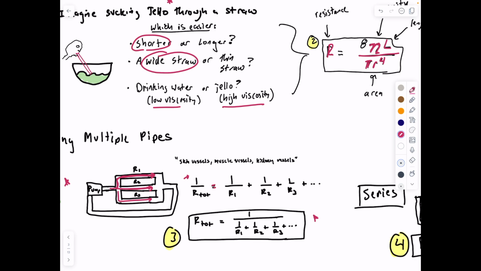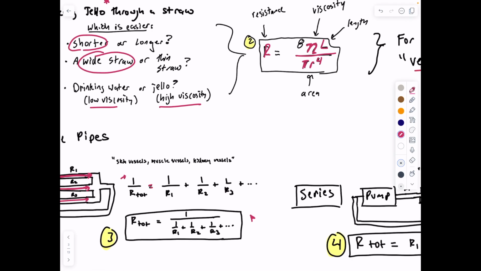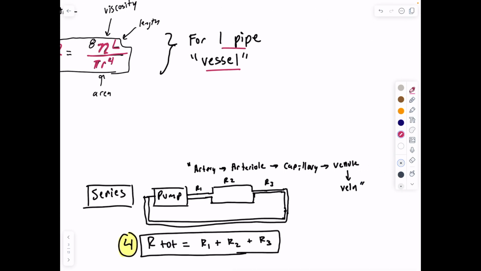R total is 1 over R1 plus 1 over R2 plus 1 over R3 plus however many resistors or vessels you're concerned with. All right, that brings us to putting things in series. So imagine you have one tiny straw that you're trying to breathe through. You're like, this is pretty hard. And then somebody gives you a second straw, and you're like, oh, but it's bigger. Shouldn't this be easier? Well, no, because the net straw is longer than it was before.